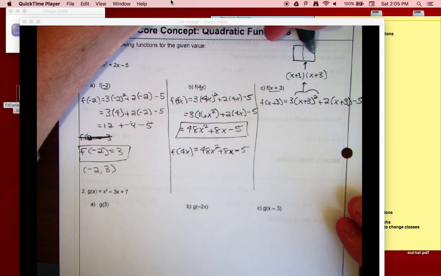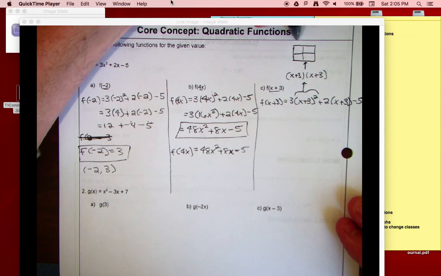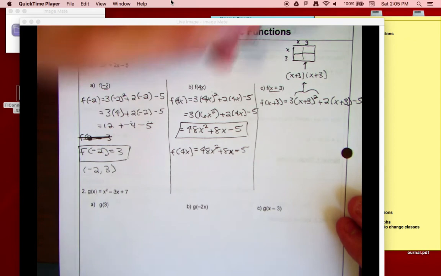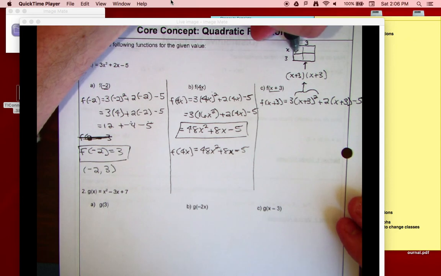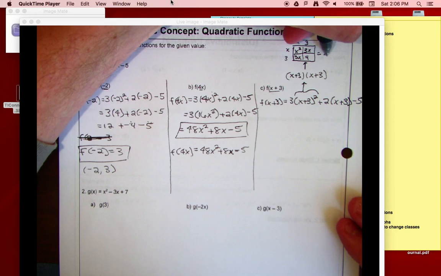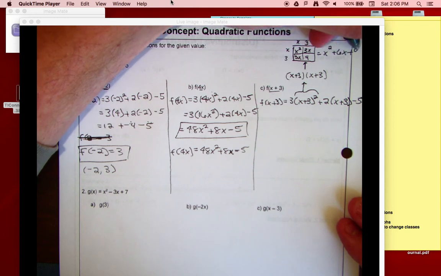So I set up my 2 by 2 box. I put x plus 3 here. I put x plus 3 on the side. And I multiply. So I have x squared, 3x, 3x, and 9. And then my final simplified answer is x squared plus 6x plus 9.